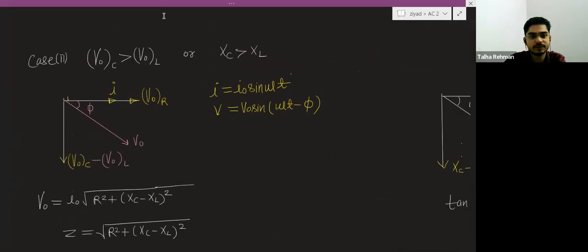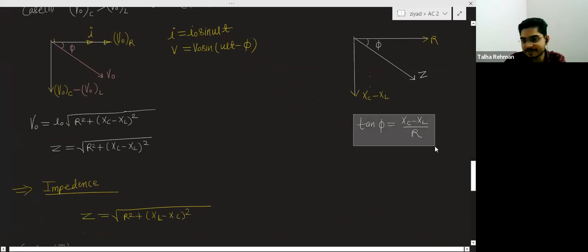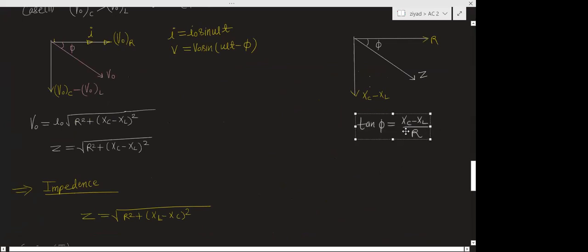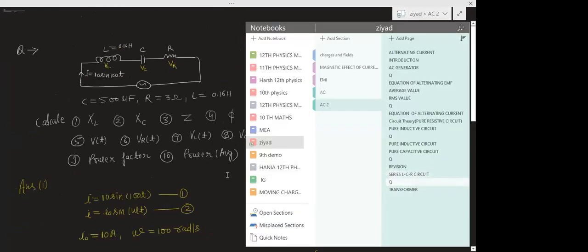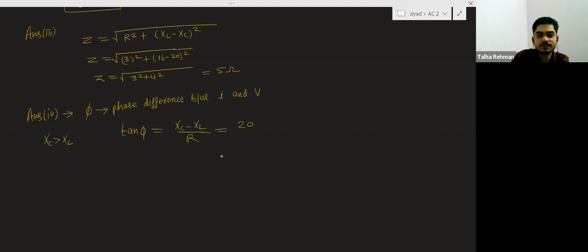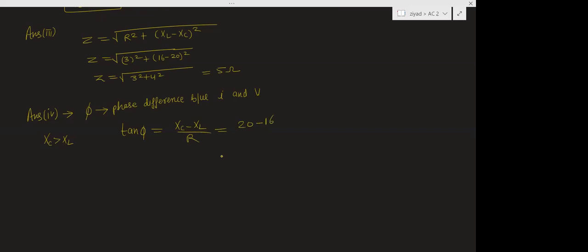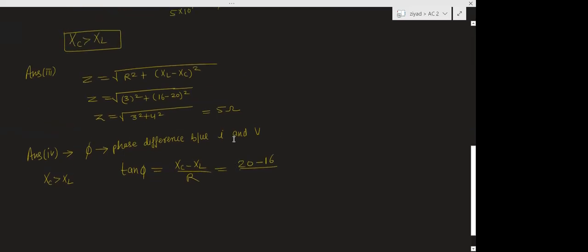See, this is the tan phi. Tan phi is XC minus XL by R. So we will use this equation. So tan phi is XC minus XL by R. What is the value of XC? 20. What is the value of XL? 16. Actually, this is XC minus XL by R. Yes, it is 16, sir.